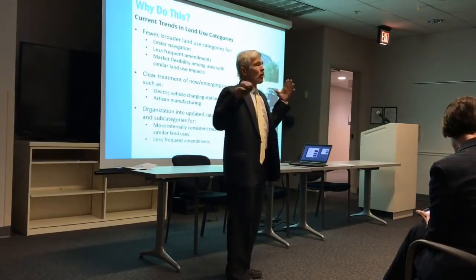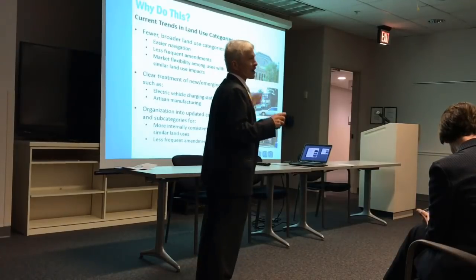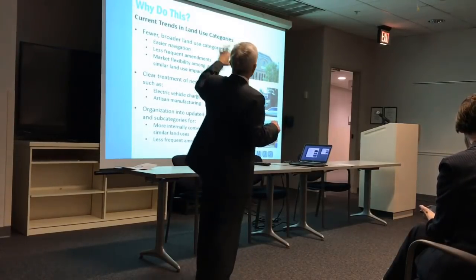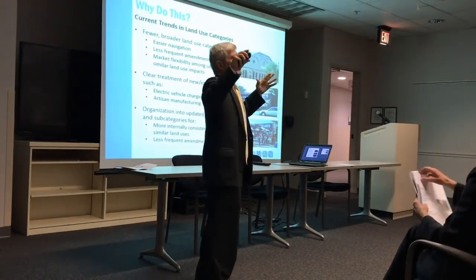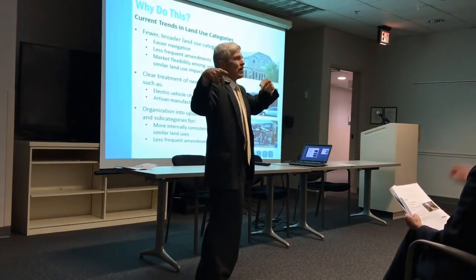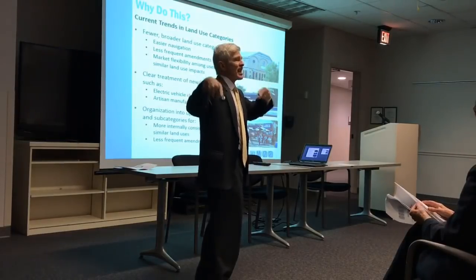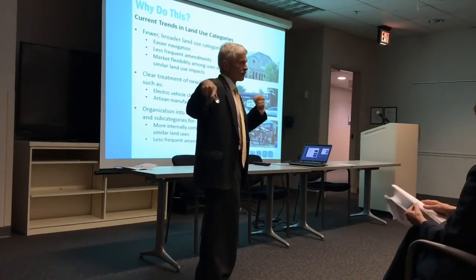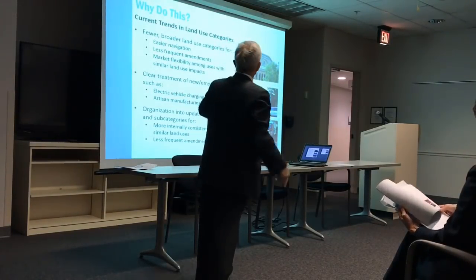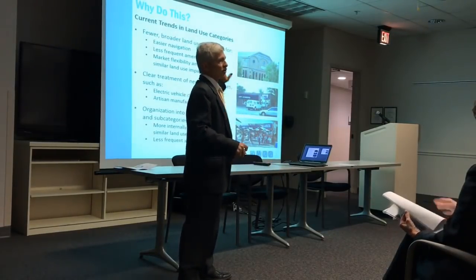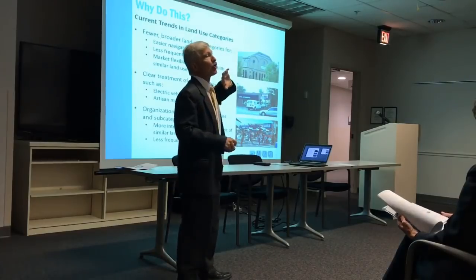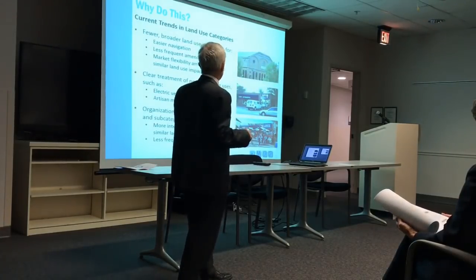So where do people often wind up? They use fewer and broader land use categories to try to deal with the fact that the market creates new things all the time. And most ordinances deal with the impacts of those uses rather than trying to name every new doggy day spa that comes in and try to figure out what it is. Clear treatment of new uses, like electric vehicle charging stations that are coming in. I could have a long list. We tried to put it on one slide here.